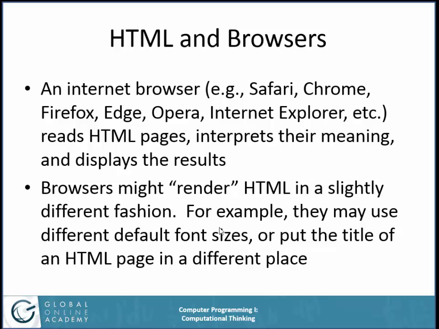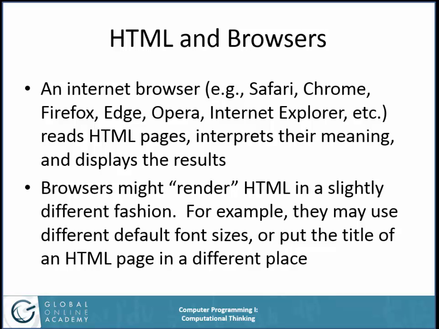Now, an internet browser. You might be using Safari or Chrome or Firefox or Edge or Opera or Internet Explorer. There are quite a few internet browsers. What they do is read HTML pages, interpret their meaning, and display the results. Remember a couple of units ago we talked about fourth generation languages? HTML is a fourth generation language. We put down what we want to see, not how to do that, not how to make a bulleted list or how to put something in certain columns or how to change the color. We just say we want this to be the color red.